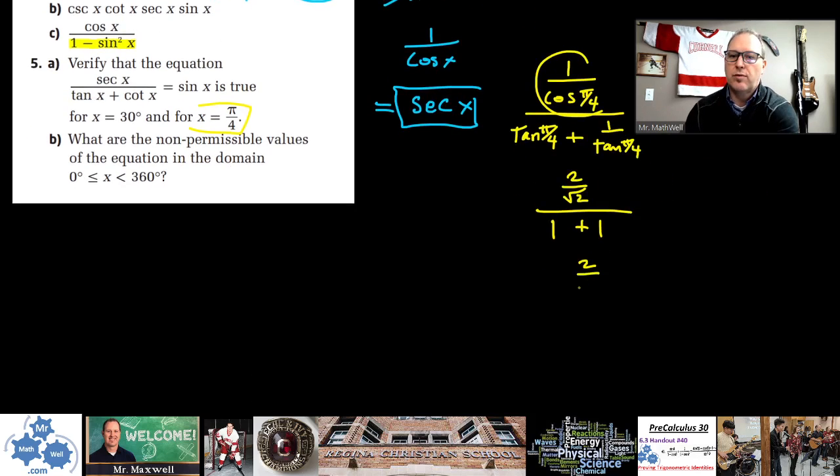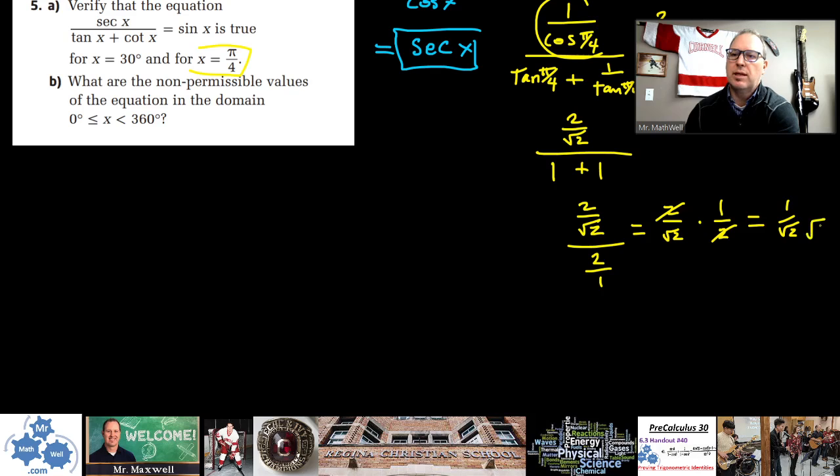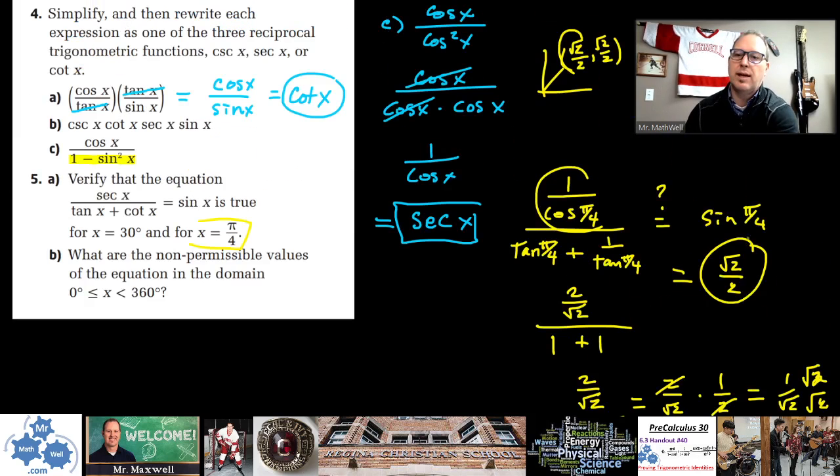So this is 2 over root 2 divided by 2. Or another way to write that would be 2 over root 2 times 1 over 2. Those 2's cancel out, and I get 1 over root 2. Now, sine of pi over 4 is actually, what is that? Root 2 over 2. But remember, that's a simplified version of 1 over root 2. Because if I simplify this by making the denominator rational, this becomes root 2 over square root of 4, or just plain old 2. So we do have the left side equaling the right side. Okay? And that's a verification.